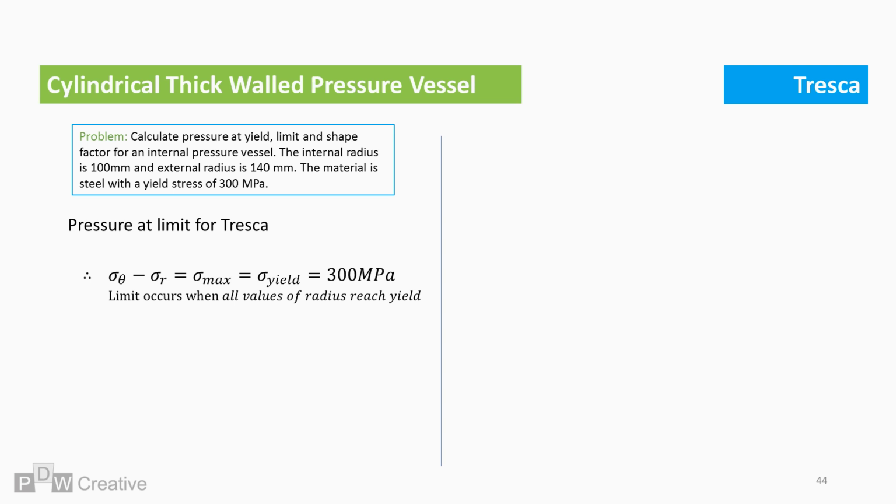Before, circumferential stress minus radial stress equaled max stress, and this gave us Tresca. At limit, this statement is true across the entire vessel wall thickness. This time, radial stress is calculated slightly differently. This time, yield ln radius at any given point in the wall plus constant c gives us radial stress.